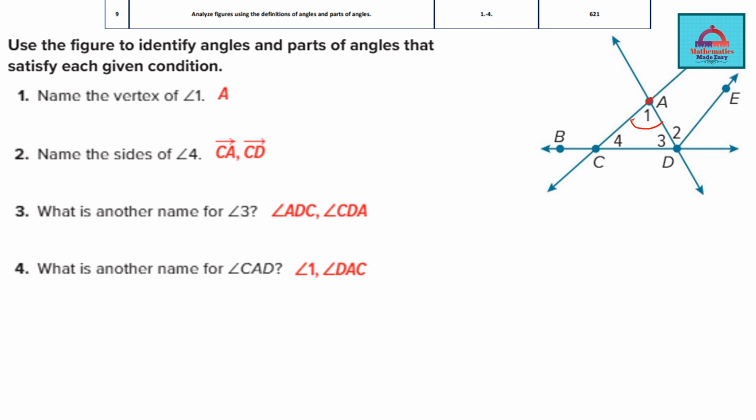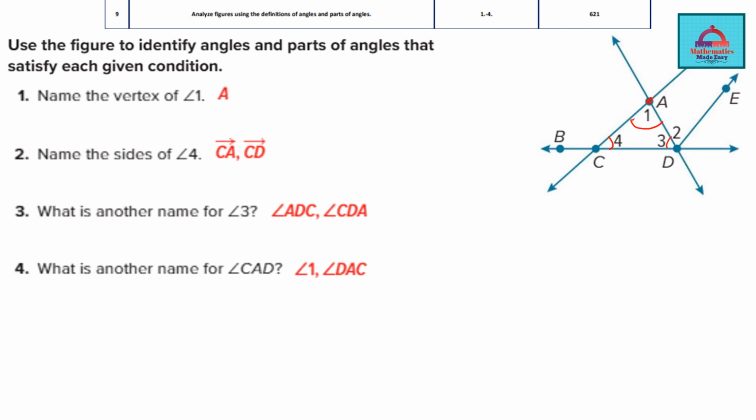Then the sides of angle 4. This is angle 4, so its sides are CA or AC and CD or DC. Okay, what is the other name for angle 3? For angle 3, another name is ADC or CDA. Any way you can say. You have to make sure that for angle 3, the vertex is D, so it has to be always in the center when you are naming. Angles are named using this convention, and sides are written in a way in which you have the arrows. So be careful, don't confuse between both of them.